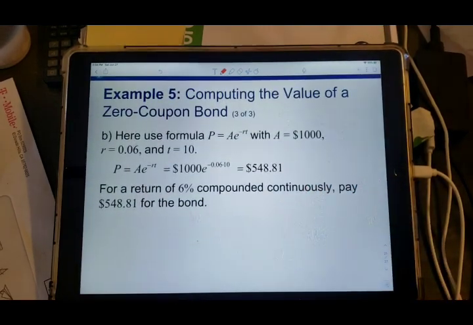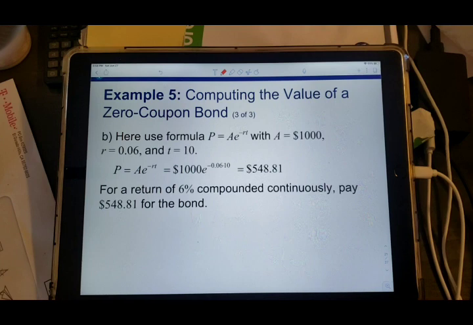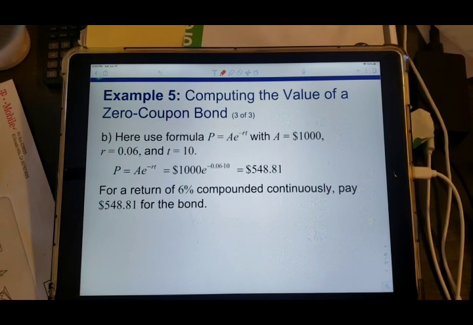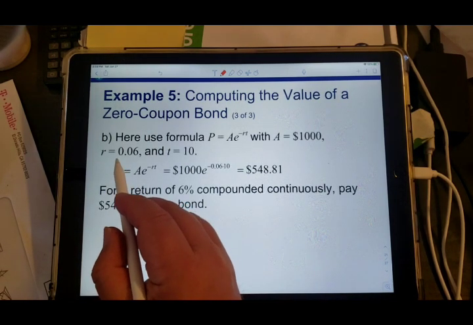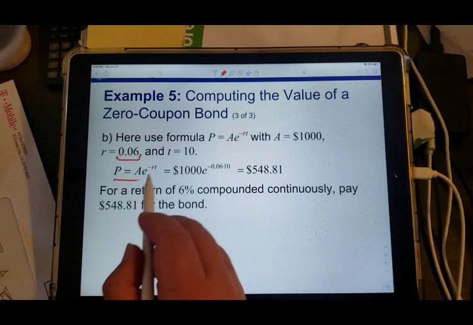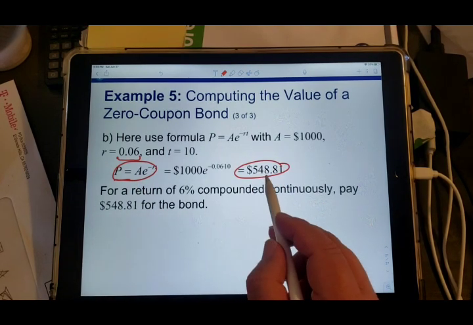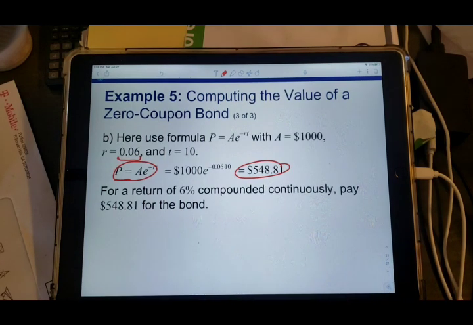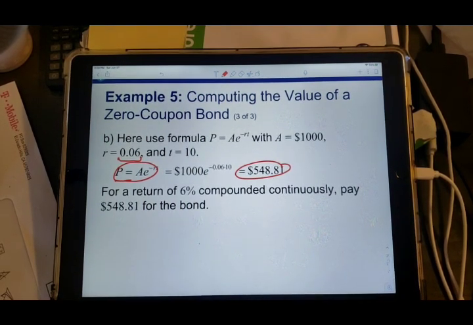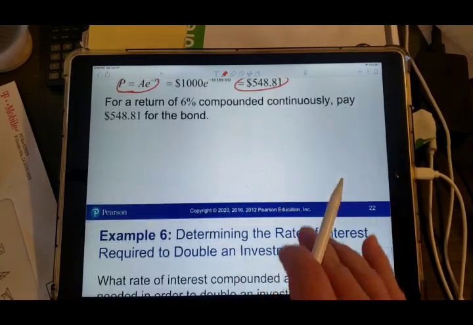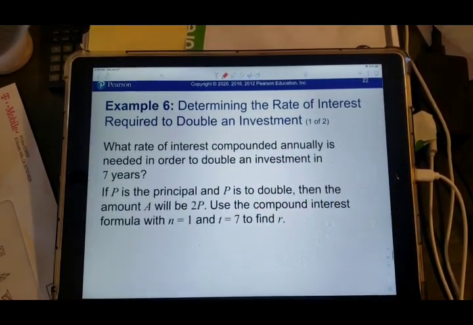Now they said try it at 6% compounded continuously. So 6% is a lower interest rate, but if you want 6% compounded continuously, you'd use this formula, and you'd find that you should pay $5,048, right? In order to get a 6% return on your money.